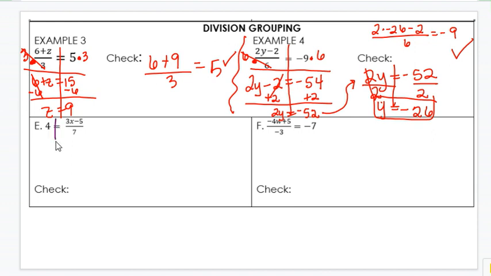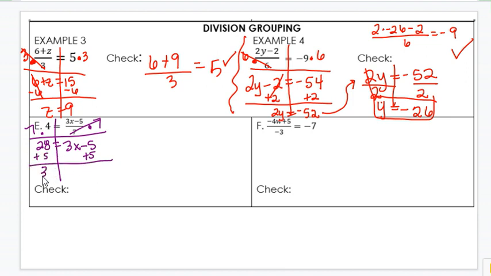Alright, I'm going to go ahead and start working E. So first I'm going to get rid of my grouping, my fraction, by multiplying by the denominator. So I'm going to do times 7 on both sides. 7 times 4 is 28. And I'm left with 3x minus 5 over here. Then I'm going to get rid of my constant, so I'm going to add 5.